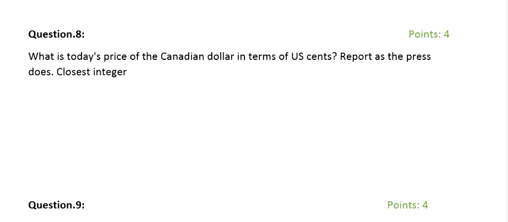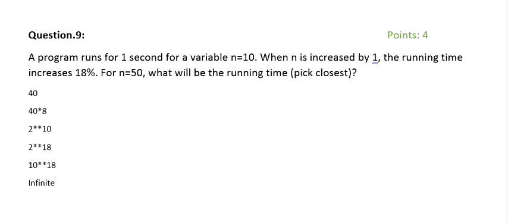Question 8, the price of Canadian dollar in terms of cents compared to US. And then it's 76. 4 points for this. Question 9. A program runs for 1 second for a variable n equal to 10. When n is increased by 1, the running time increases 18%. For n equal to 50, what will be the running time? I click the closest one, according to rule 2 to the power 10. And 4 points.